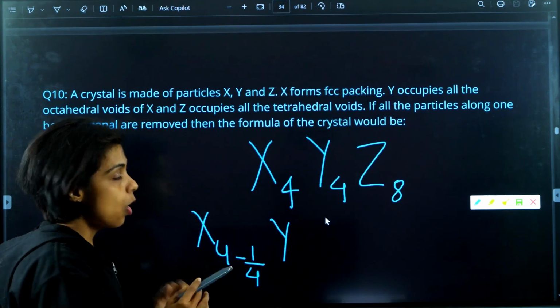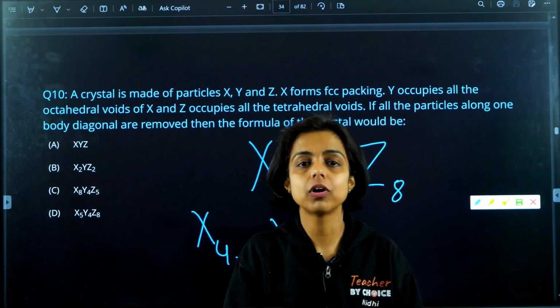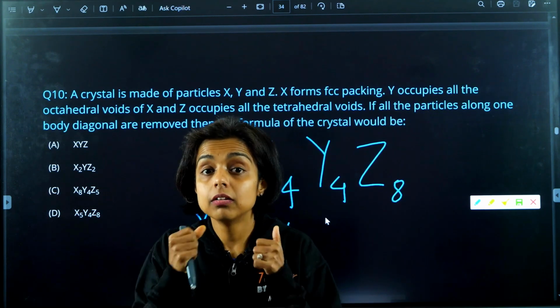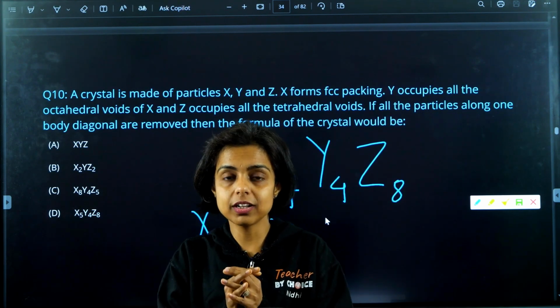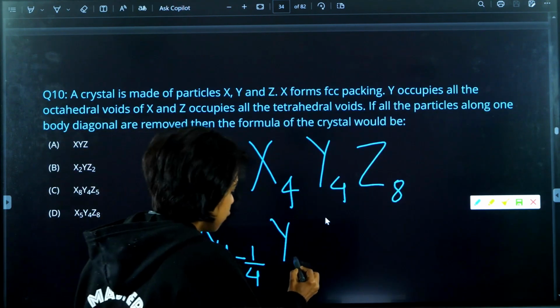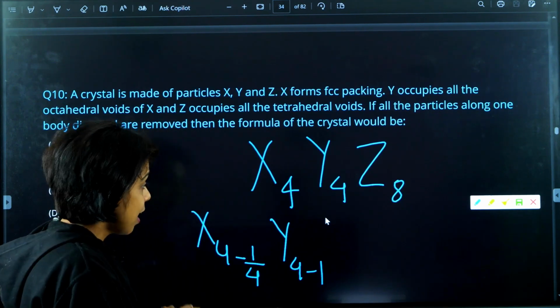Y are our octahedral voids. What are the locations of octahedral voids? At the edge center and also at the body center. So if I remove the atoms lying along the diagonal, the atom occupying the body center, the octahedral void present at the body center, that is also being removed, right? The entire atom. So of course, out of 4, 1 is removed from the octahedral void lying at the body center.